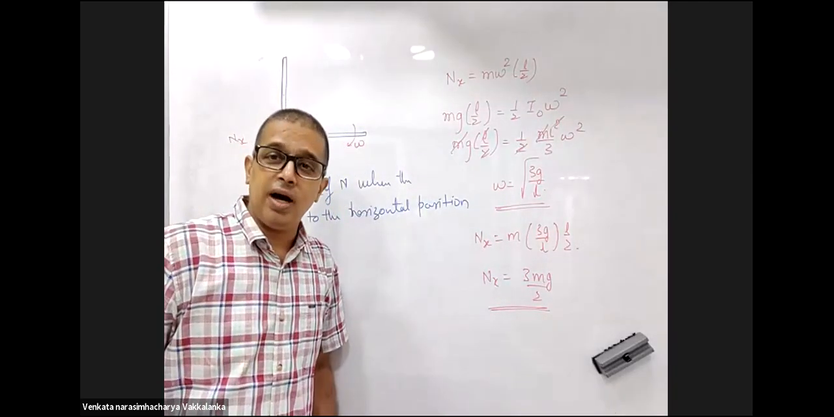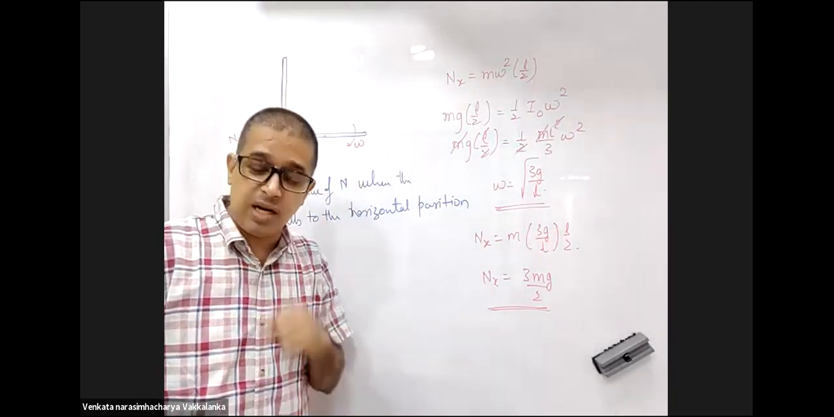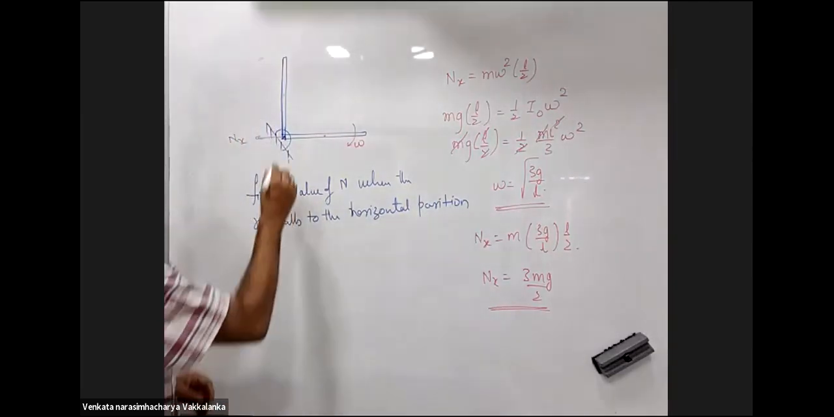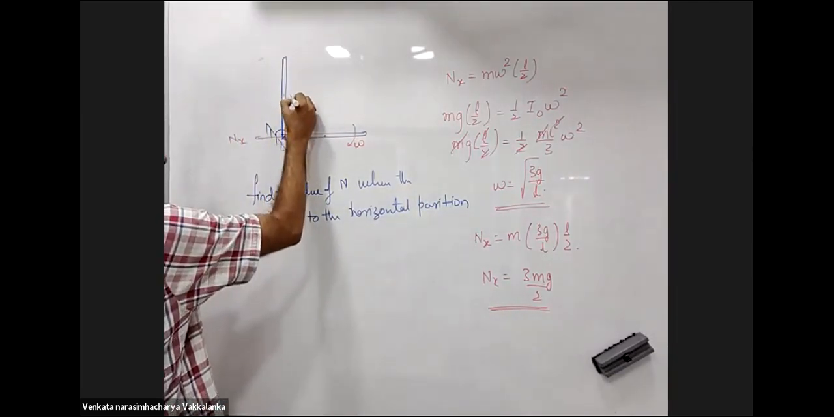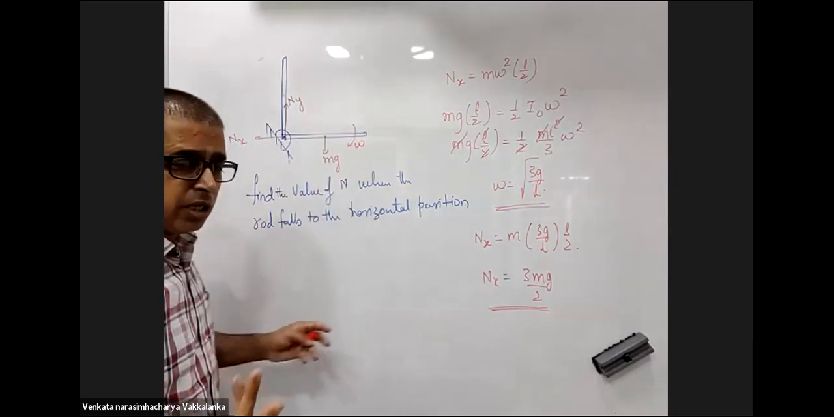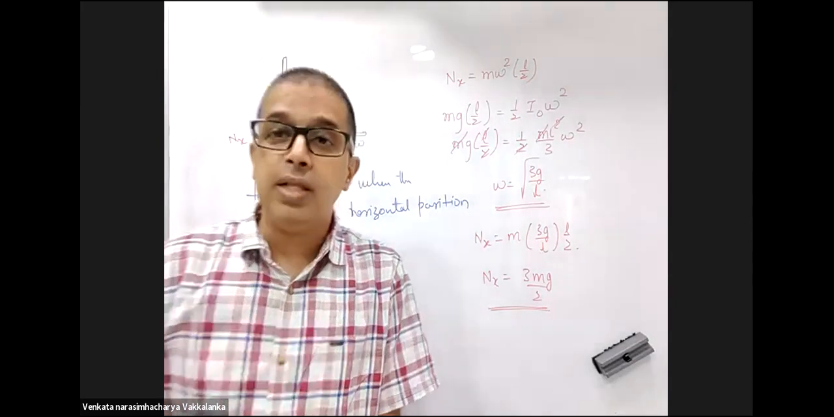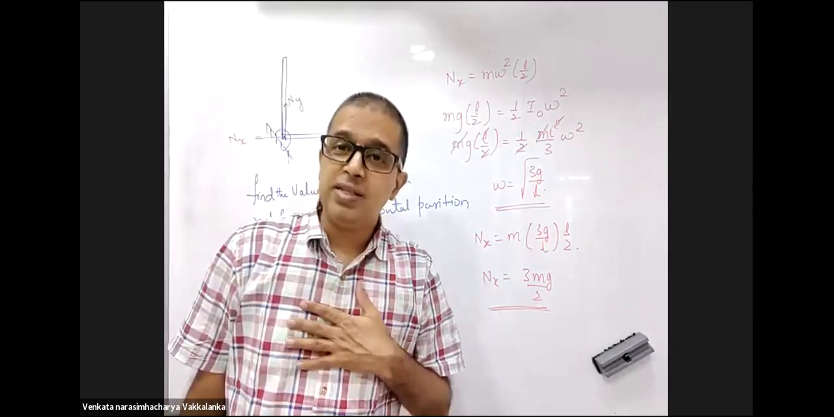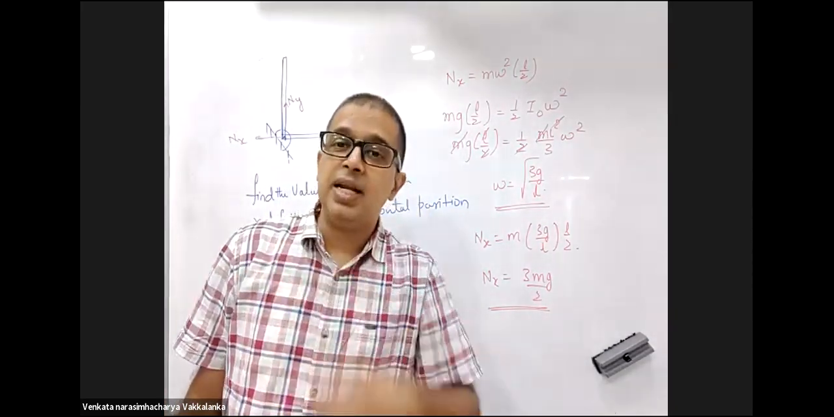Why are you saying half your job? Because Ny is left over. Ny I will take in the upward direction, because I don't see a reason why it should be in the downward direction. If my assumption is wrong, after solving I'll get a negative sign.